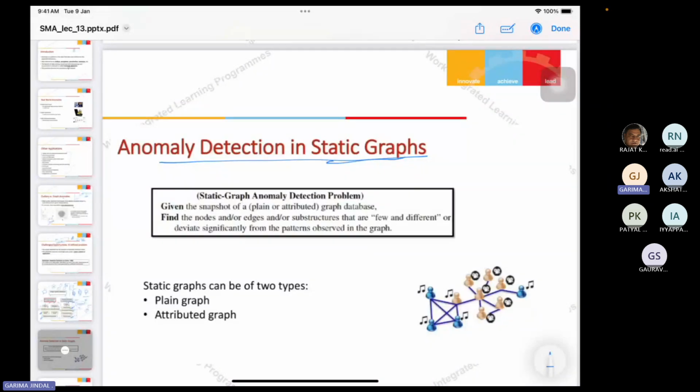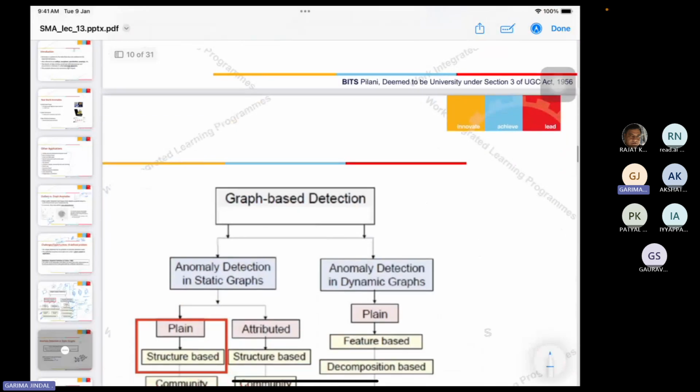Static graphs we have already discussed. This is a single snapshot of the graph that we want to analyze. Static graphs are of two types, plain and attributed. We have already discussed these two types. In a plain graph, we will not have any attributes associated with nodes or edges, but in an attributed graph, we will have some attributes associated with nodes or edges.